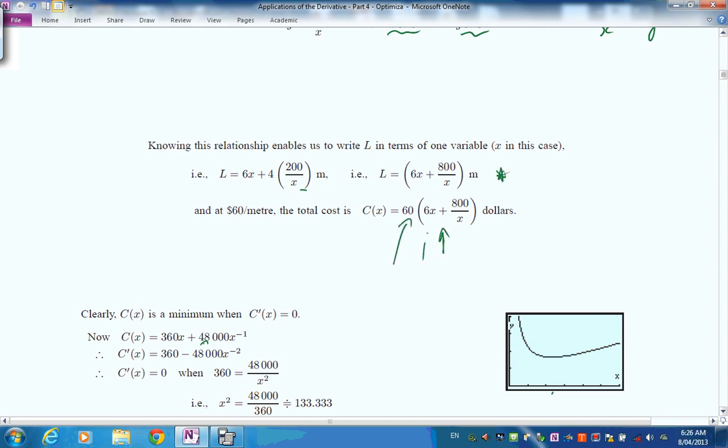So 60, leave the x in there, and instead of 4y, we've got 4 lots of 200 over x. So do it like that. They've done it in a slightly different order. Okay, so you've got the function.